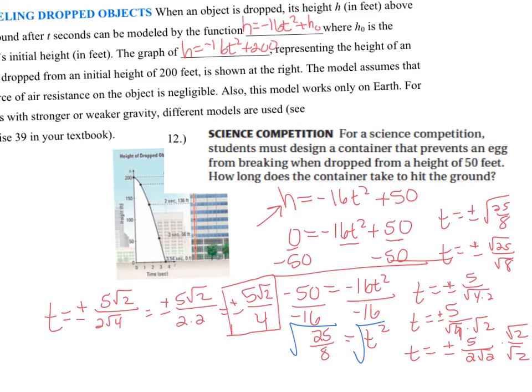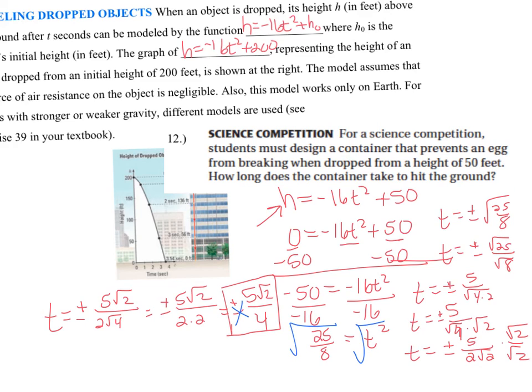But we have to think about the problem. A negative time wouldn't make sense. That would be like before we dropped it. So I guess when we start on the ground and take it up to the 50 feet, we need to know how long from when we drop it, so we want the positive time.